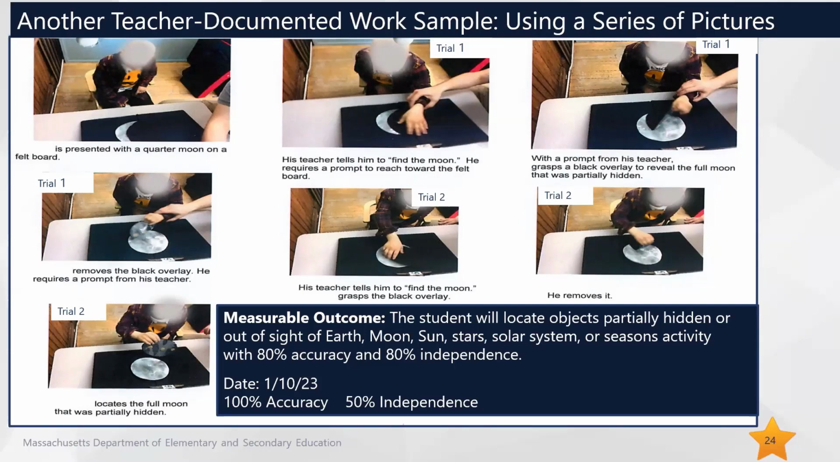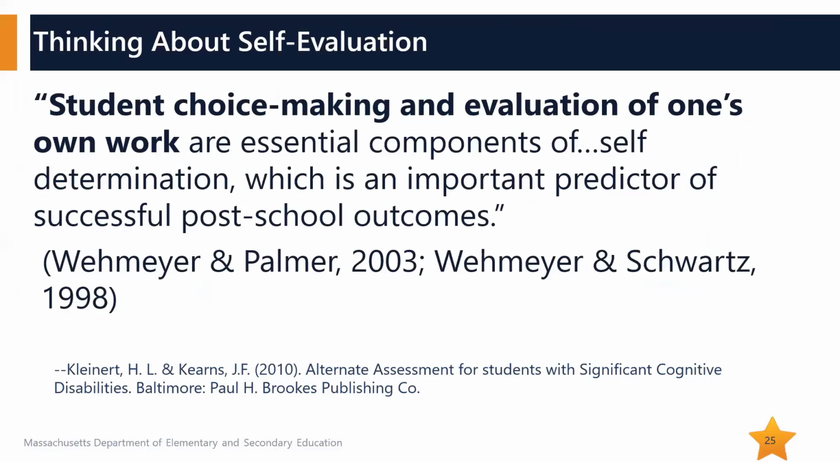So you can see that whole first series is one score. And then the second one, his teacher tells him to find the moon. He grasps the overlay, he removes it, and he locates the full moon. So in the absence of those descriptions, it wouldn't be clear to see how the accuracy and independence was determined. But because of her descriptions, you can see the kid was 100% accurate and he's 50% independent because 1 out of 2 trials he was prompted. So that's just one more way that you can create a teacher documented work sample.